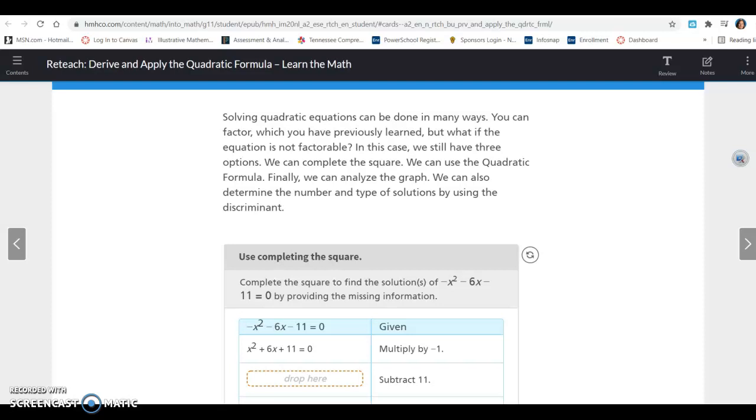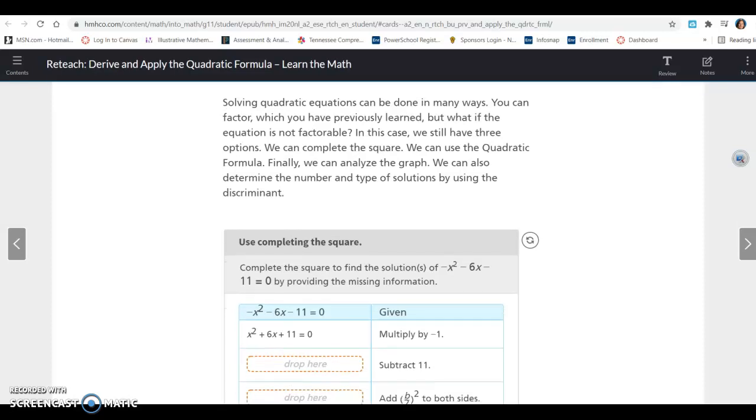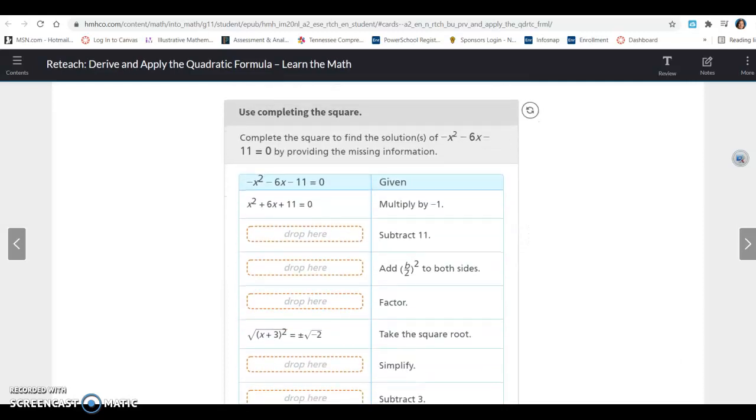Solving quadratic equations can be done in many ways. You can factor, which you have previously learned. But what if the equation is not factorable? In this case, we still have three options. You can complete the square, we can use the quadratic formula. Finally, we can analyze the graph. We can also determine the number and type of solutions with the discriminant. The discriminant is something we're going to look at too, which is also one of your vocabulary terms.